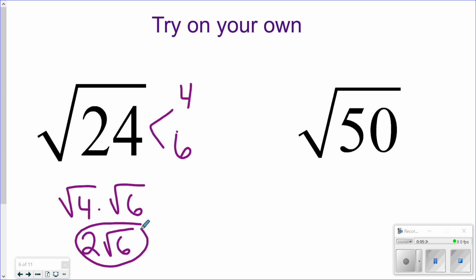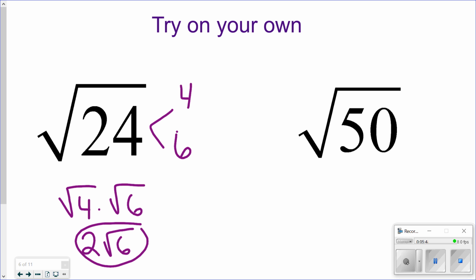And lastly, 50. What perfect square is divisible by 50? An answer I get a lot is that people put 5 and 10. Yes, 5 times 10 does equal 50, but 5 and 10 both are not perfect square numbers, so that's not going to help us break one of them out of jail.